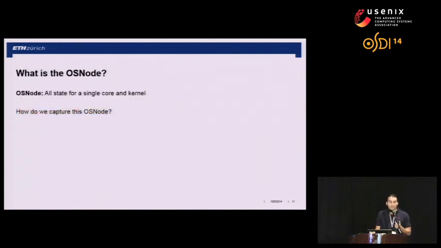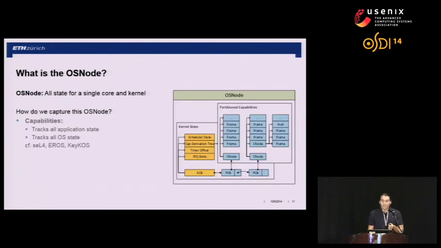So what is this OS node and how are we able to capture it all? This is typically not clear in any OS. Per-core state is usually not explicitly defined and typically lives in many different data structures. So we use a partitioned capability system to explicitly capture the OS node, meaning the entire per-core state, in a single data structure. This captures all access information and memory allocations of applications. So all per-core state in the kernel can now be accessed through this structure or reconstructed from the capability tree.